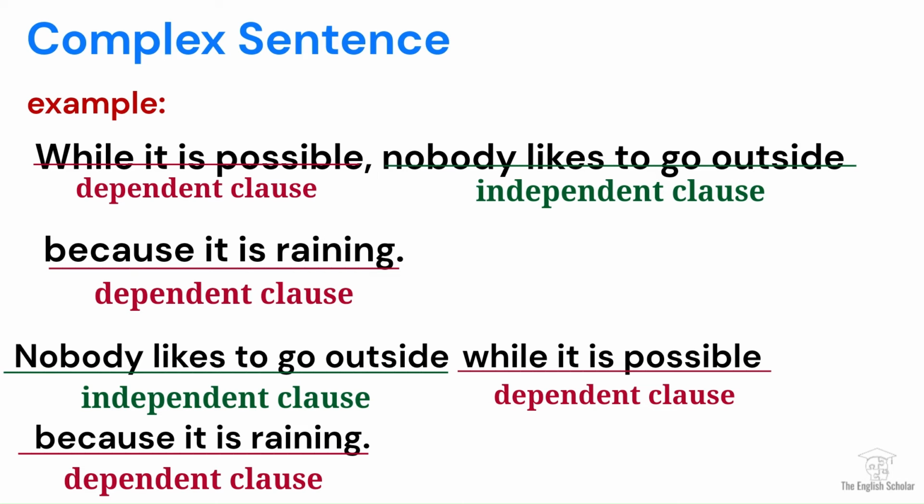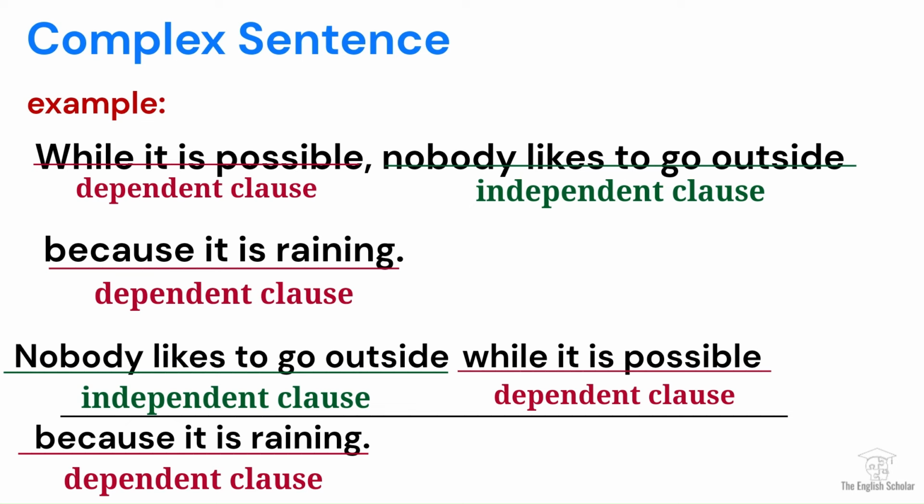Aside from the arrangement, what do you notice has changed? The comma. In this format, we used a comma. In the second one, we did not. That is one thing to note. If the dependent clause is followed by the independent one, we always put a comma between them. But if the independent clause comes first, no need for the comma. Notice that the sentence's meaning hasn't changed.